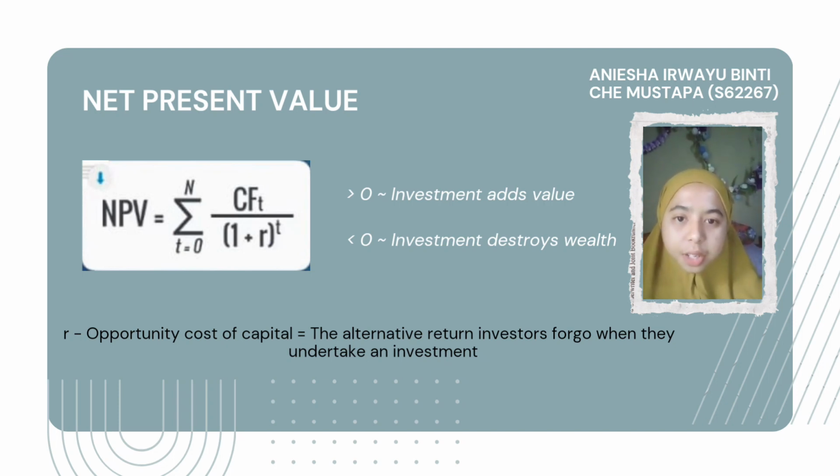What is the rationale behind this rule? When we calculate the NPV of a project, we use the opportunity cost of capital as the discount rate. As we saw earlier, the opportunity cost is the alternative return investors forgo when they undertake an investment.